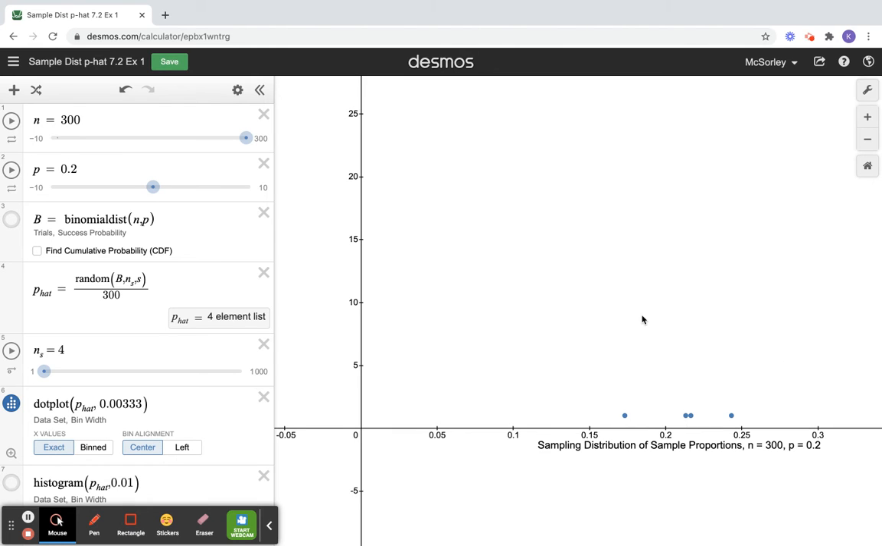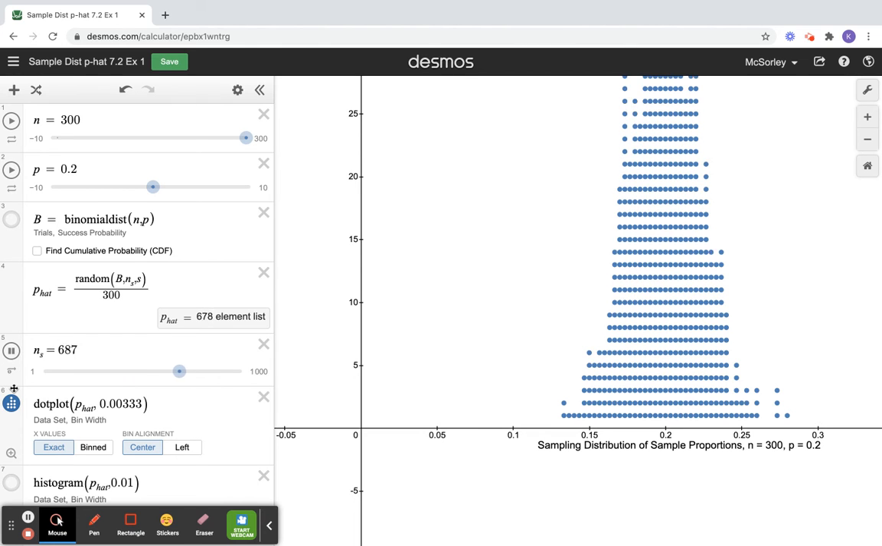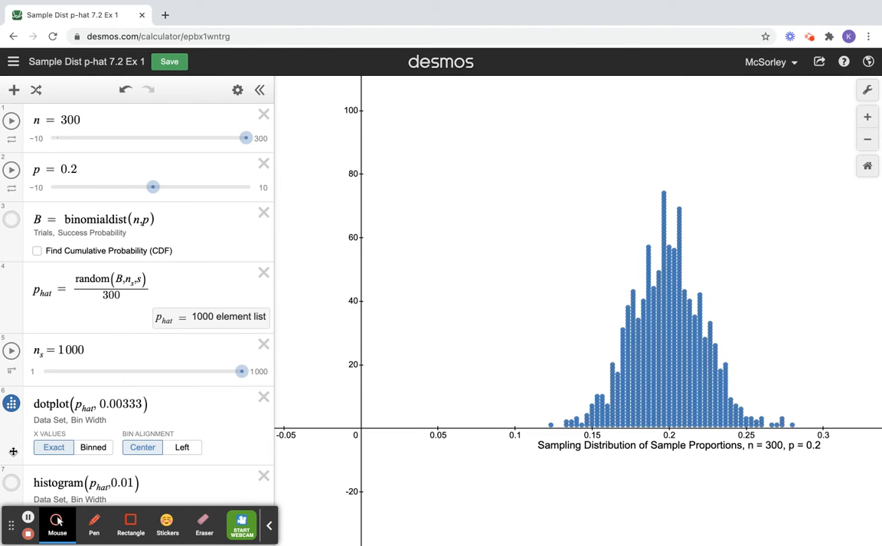0.2433. All right, so what I'm going to do here is collect 1,000 samples. Each one of those samples will be of size 300, and I'll calculate the sample proportion of business majors in that sample. All right, so let's do that. We can do it really quickly and watch it on the graph. It looks great. I'm going to zoom in a little bit. All right, so that dot plot is 1,000 samples. Each sample is size 300.